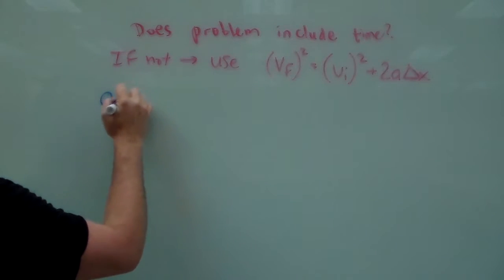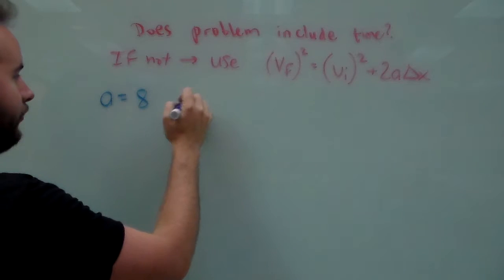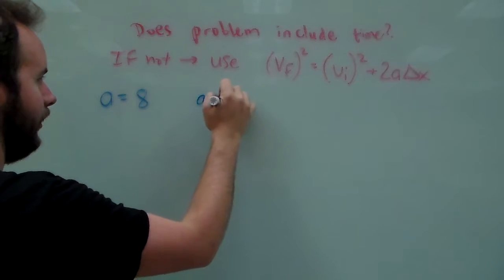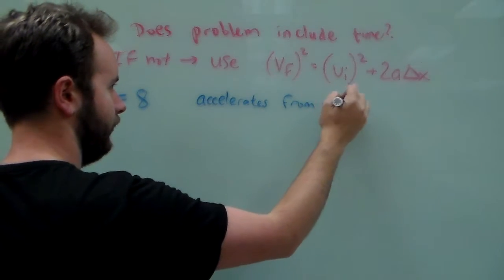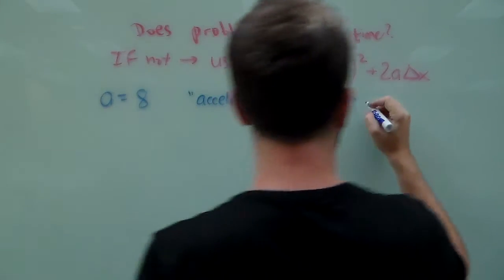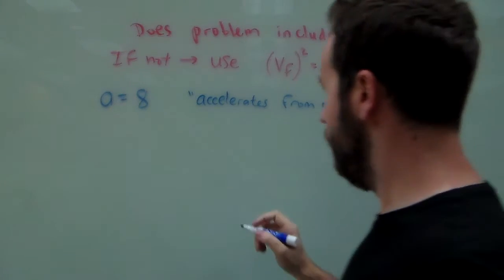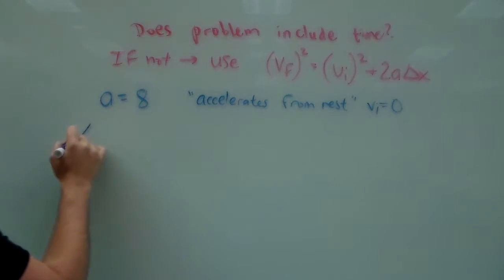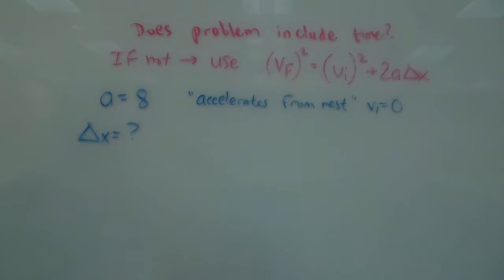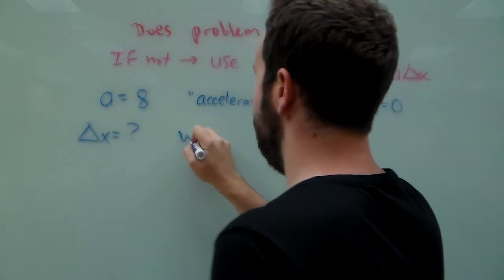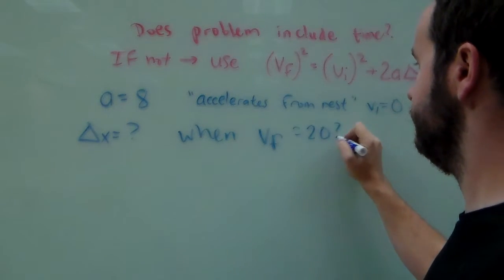We're told that I think John has acceleration of 8 feet per second squared. We're also told that he accelerates from rest. That tells us that v initial equals 0. The initial velocity is 0. And lastly, we're told how far John traveled. So that's basically how far did he go. That delta x is how far he traveled when v final is 20.